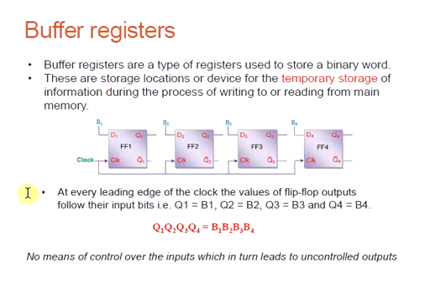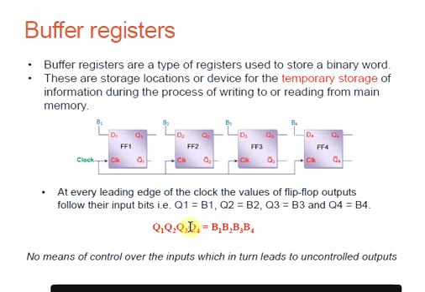When all the flip-flops are synchronized with a clock pulse, data inputs are loaded into the flip-flops. It happens simultaneously when the clock pulse is given to all these 4 flip-flops, so that whatever data is given to B1 will be reflected in Q1, Q2, Q3, Q4. So the relation between the outputs and inputs is that Q1, Q2, Q3, Q4 is equal to B1, B2, B3, B4.